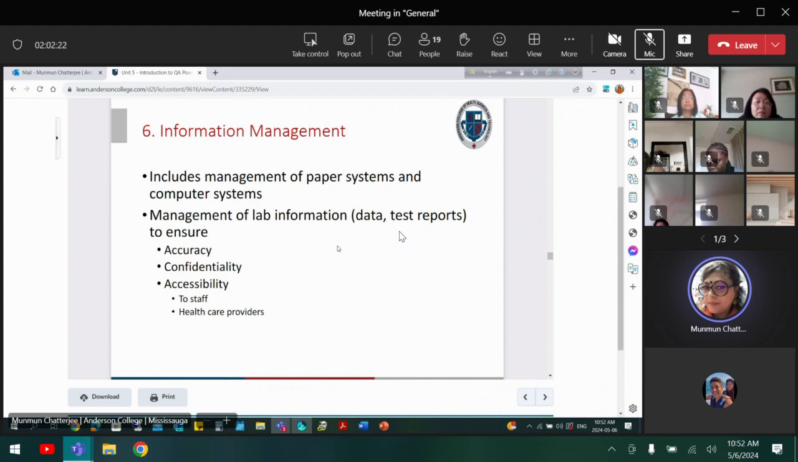And information management includes management of paper systems and computer systems, so it has to be documented on paper and also in the computer system. Management of lab information, that is the data and test reports, ensures accuracy, confidentiality, and accessibility. Who can access all these things? Staff and healthcare providers who are in the patient's circle of care.